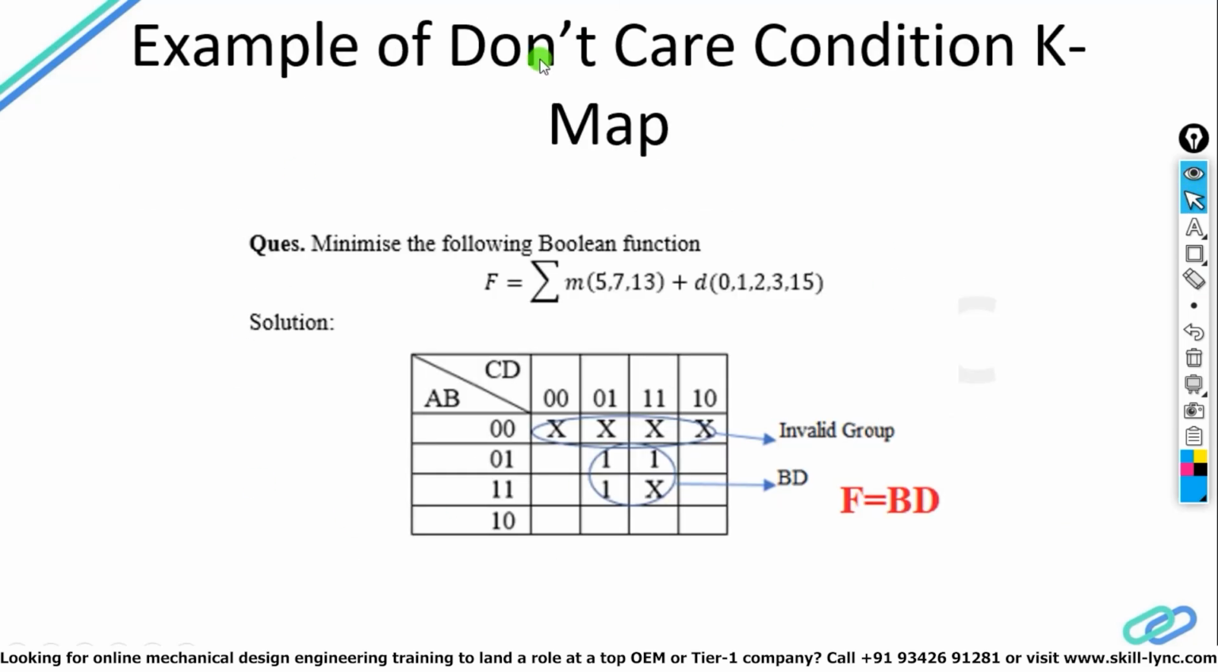Let's take an example. For example, this is a Boolean expression where it is given f equal to sigma small m of 5, 7, 13 plus small d of 0, 1, 2, 3, 15. Now what will you do? Put 5, 7, 13 here, the values, and the don't cares will be represented by a cross sign. These are the crosses. Okay, now I am having this kind of thing.